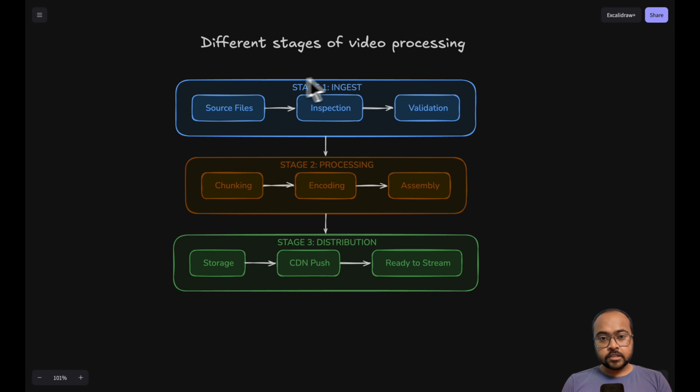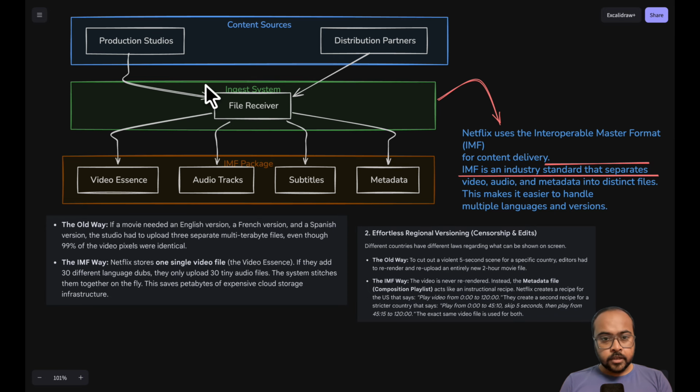So first let's discuss stage 1, which is the ingest. Now I have a simple diagram here. You can see there are multiple content sources, different production houses or different distribution partners. They upload their content, that is a video, on Netflix, and once Netflix has received those videos, the first thing that they do is run those videos through the IMF pipeline.